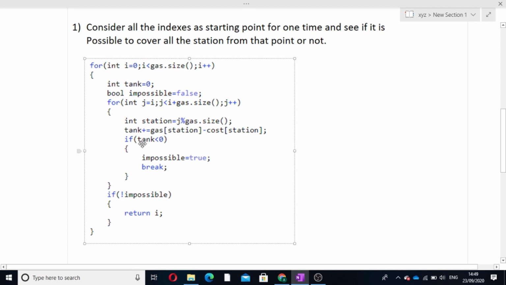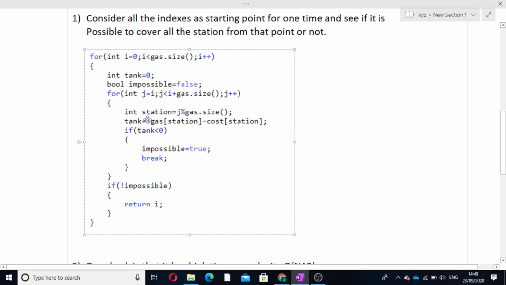Now if at any point our tank is less than 0, it means that we are not able to move to the next gas station. Then it means that the starting point which we had taken initially was wrong. That was not the starting point. Now we will break from this loop and our starting point will become i plus 1, that is the next i. Initially it was 0, then it will start from 1.